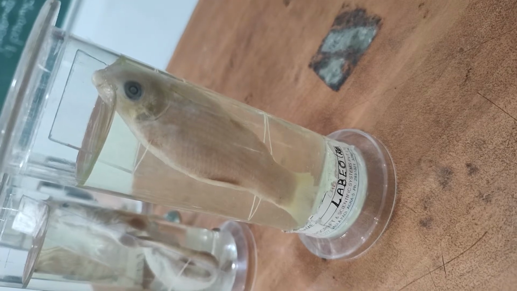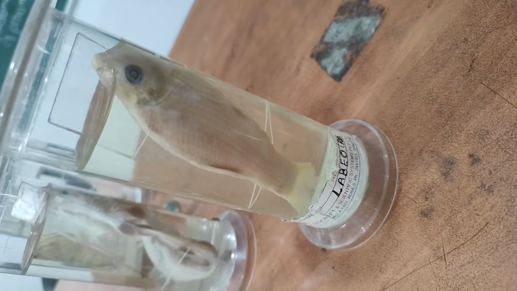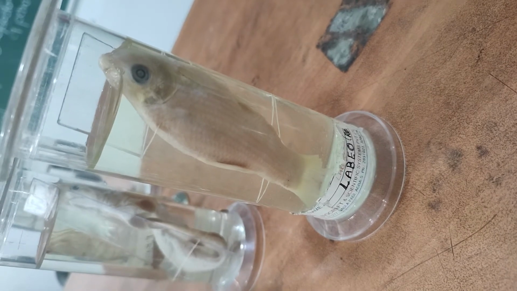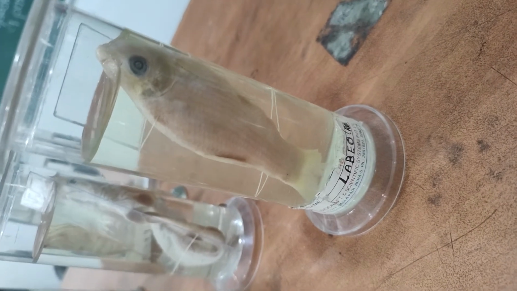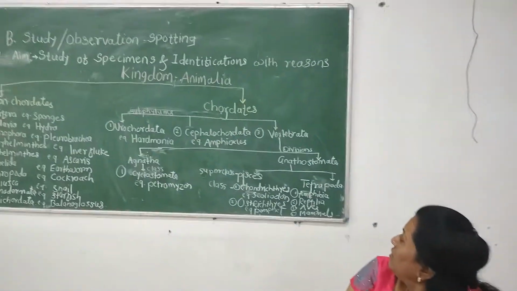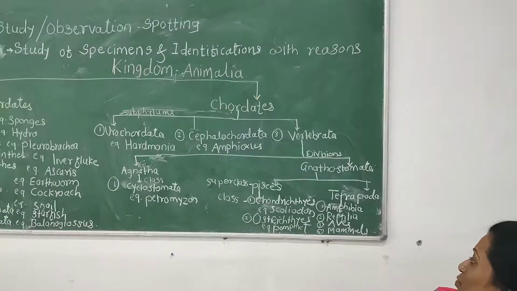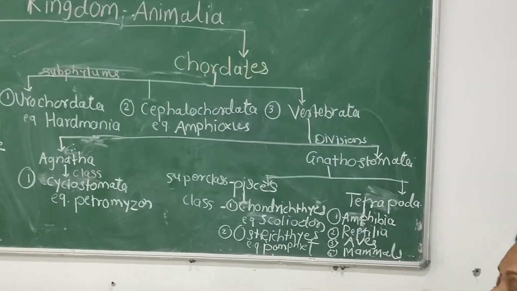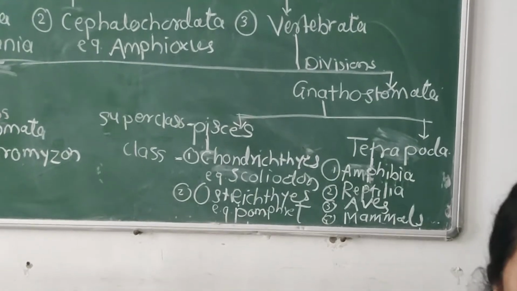Now moving to the next superclass, the tetrapoda, that means the animals that have 4 pairs of limbs used for locomotion purpose. And poda means legs, so 4 legs they have. Under the division gnathostomata, superclass tetrapoda, there are 4 classes: amphibia, reptilia, aves and mammals.